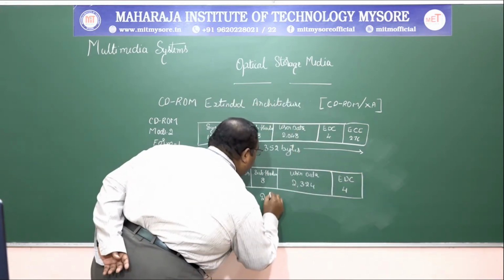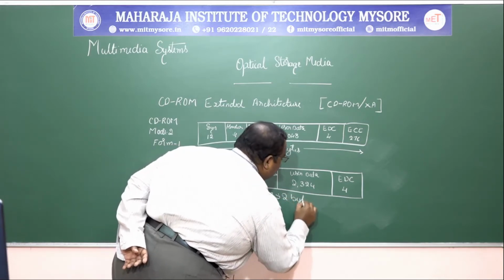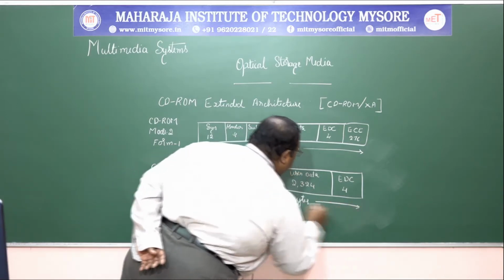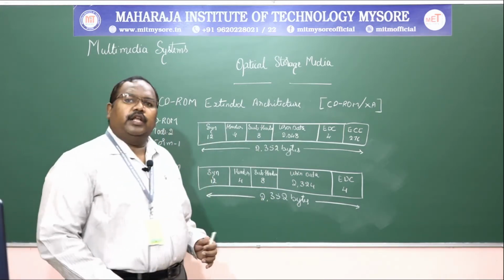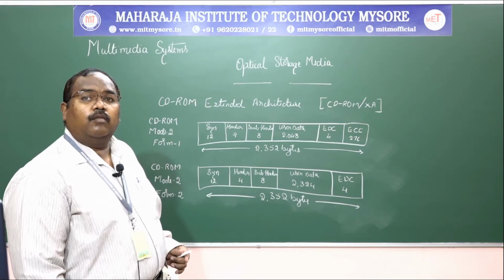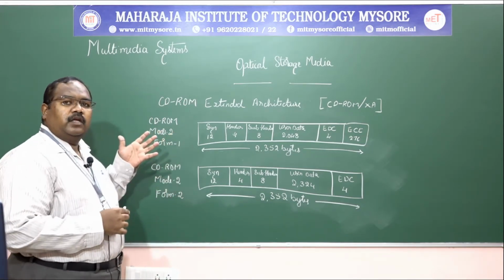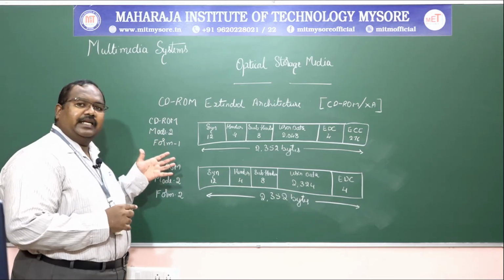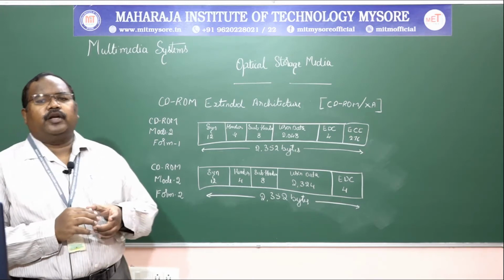Now out of 2352 bytes of information, this is how the distribution of the data happens with respect to CD-ROM mode 2 form 2. So these are the two different forms of CD-ROM extended architecture. This is very important even from the examination point of view.